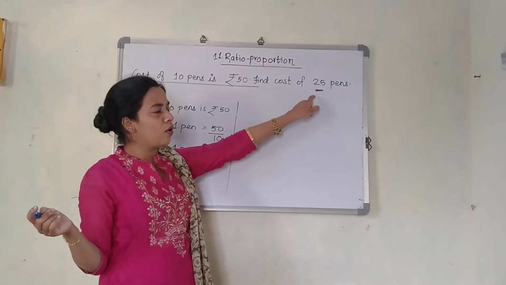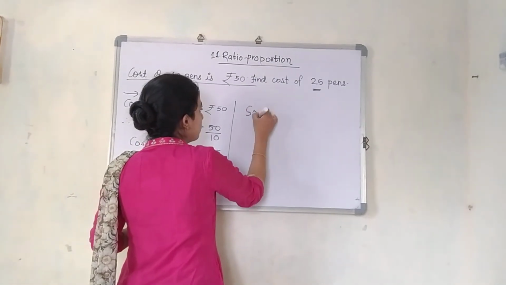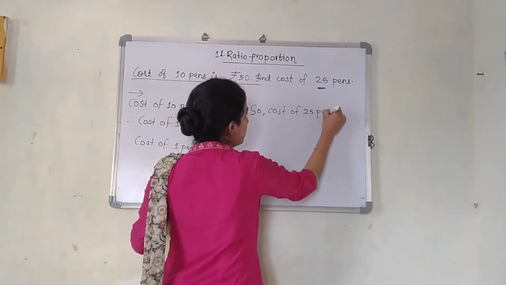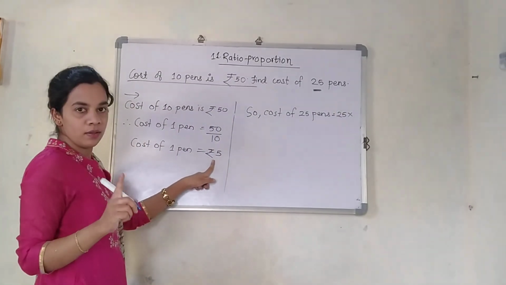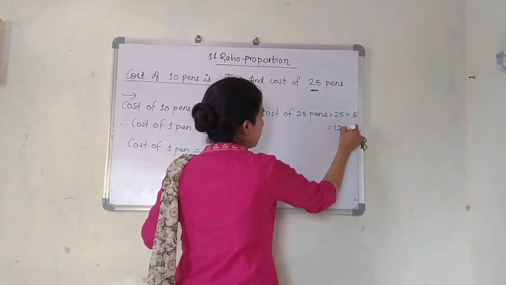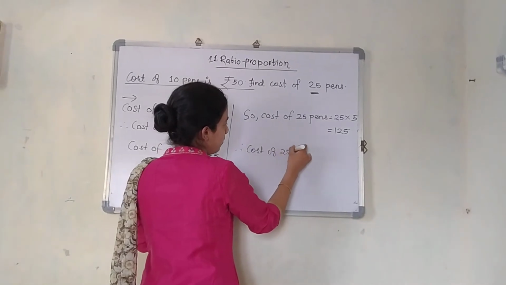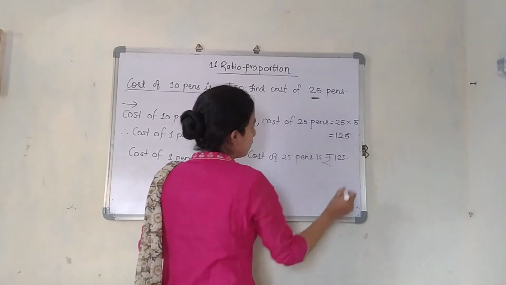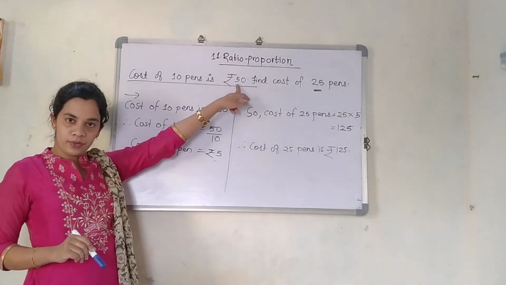What is the requirement now? 25 pens. So cost of 25 pens is equal to 25 into the cost of 1 pen, which is 5. So I am going to write it over here. 25 5s are 125. So therefore cost of 25 pens is rupees 125.